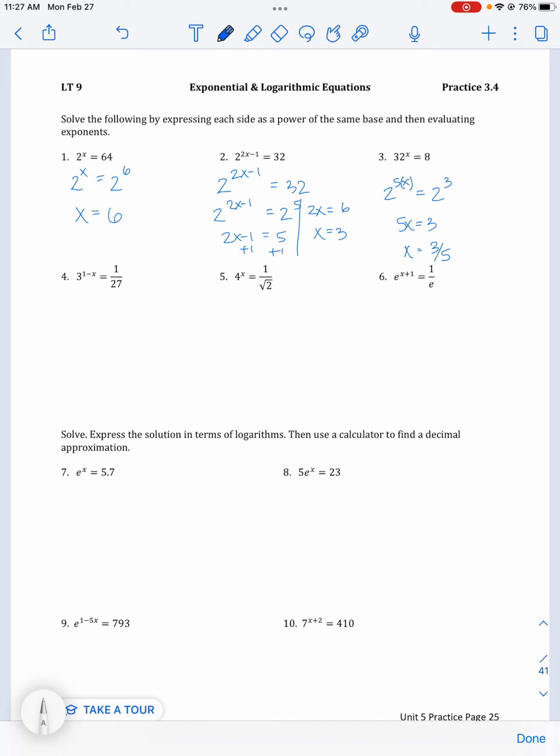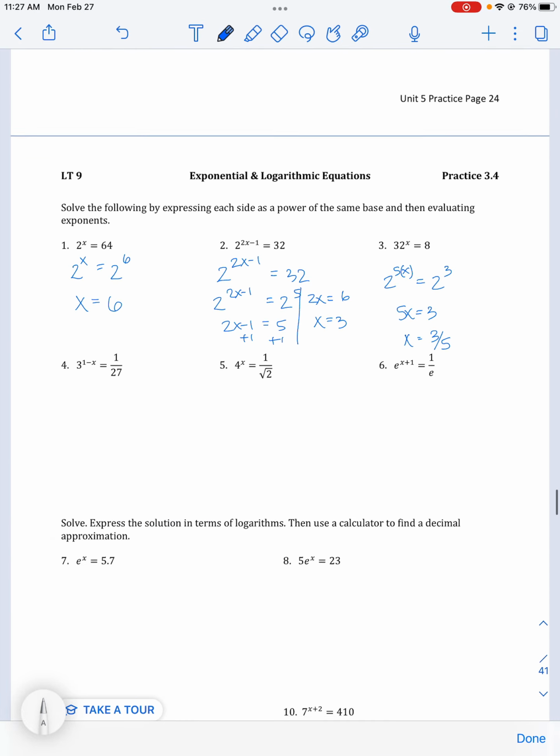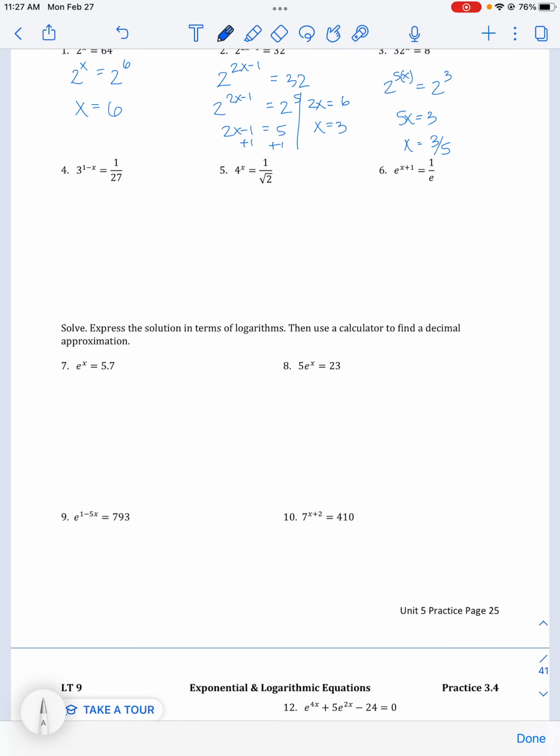In the next one here, they're getting progressively more difficult. We've got 3 raised to the 1 minus x is equal to 1 over 27, which I'm going to rewrite as 3 to the negative 3. Now I can set the exponents equal, and negative x is equal to negative 4, so that means that x is equal to 4.